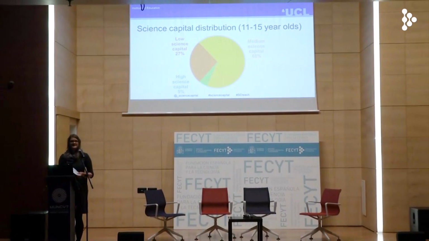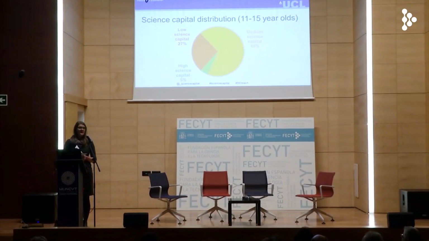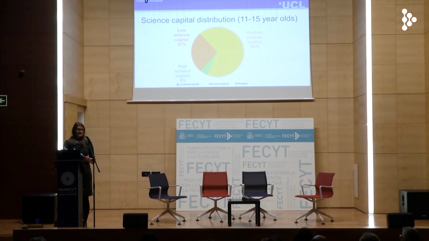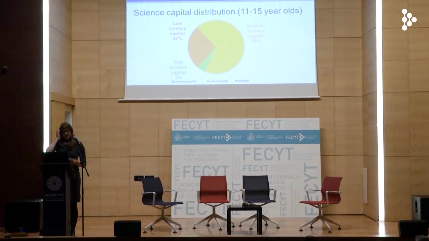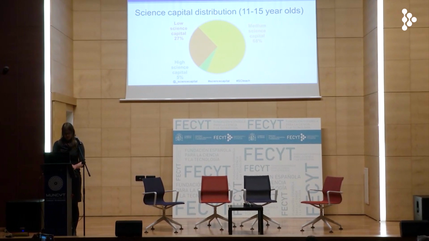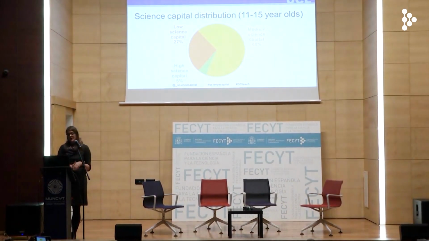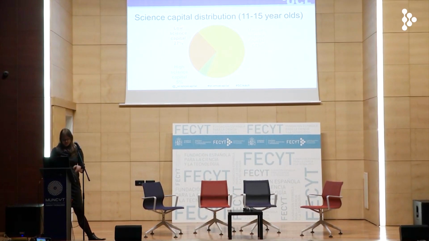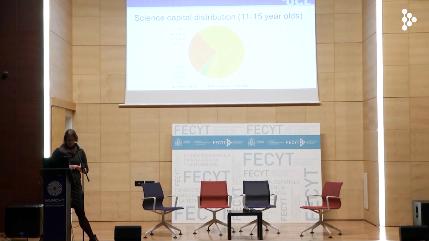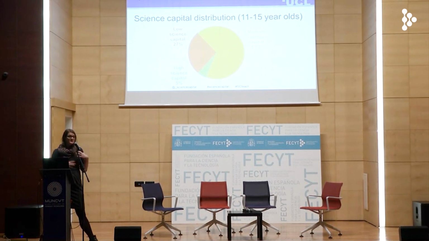Okay, so what does science capital distribution look like? In a nationally representative sample that we surveyed, we've identified that about 5% of students had high science capital, about 69% had medium science capital, and 27% had low science capital. But more interesting, perhaps, was the demographic of these different groups.